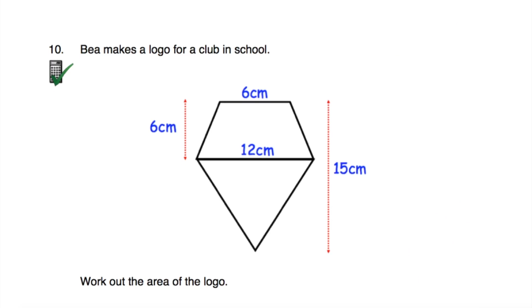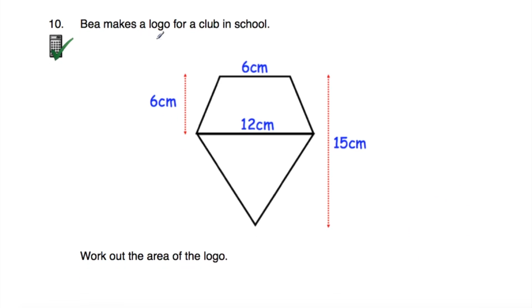Okay, let's have a look at our next question, question number 10. It says, B's making a logo for a club in school. So this is the logo she's designed. We've been asked to work out the area of the logo, and it's a calculator question. As you can see here, we've got a trapezium and we've got a triangle. So we do need to calculate the area of this trapezium here and the area of this triangle. Then we'll find the area of each of them and add them together, and that'll be the area of the logo.